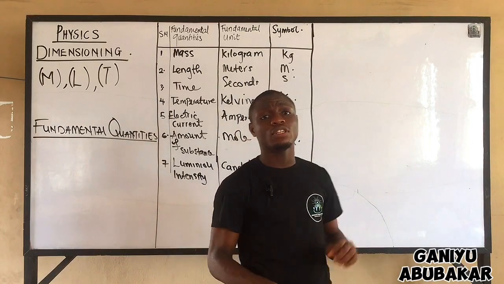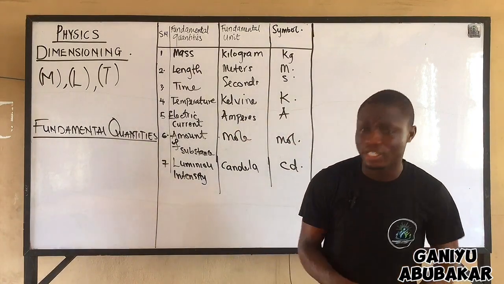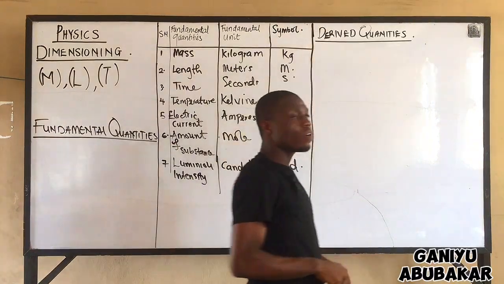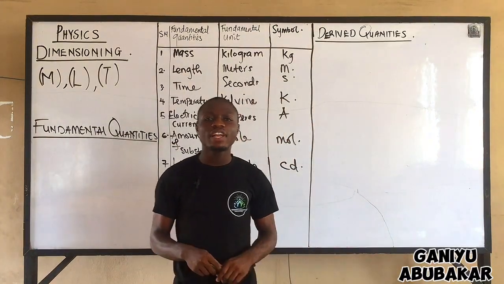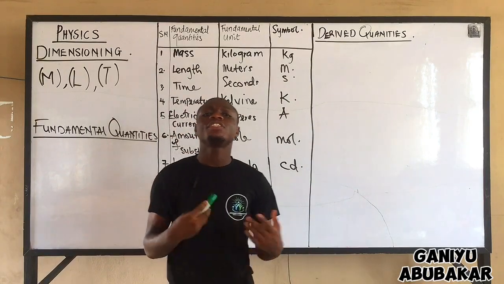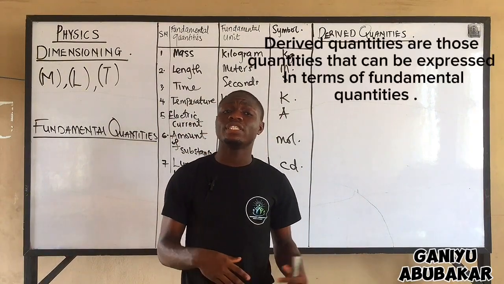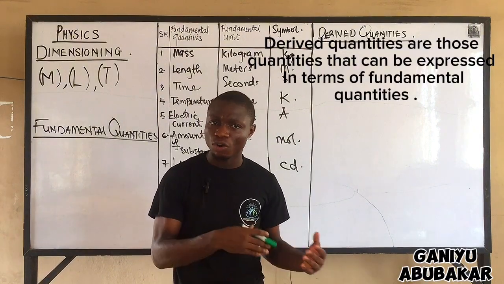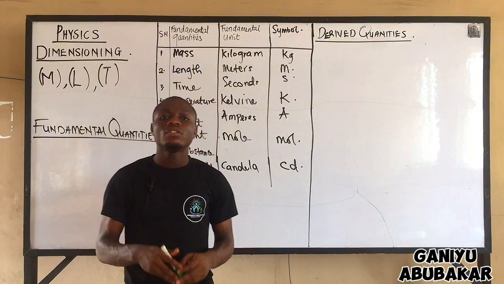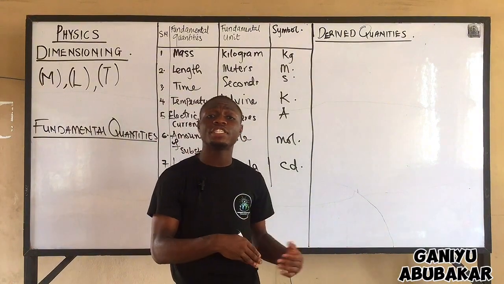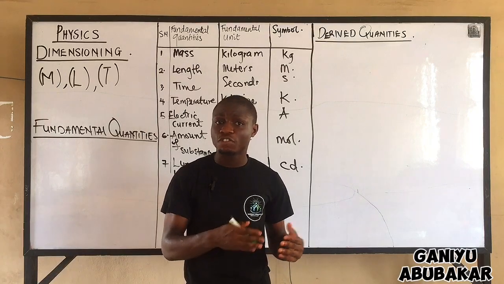Let's discuss one more thing called the derived quantity. Let's start with the derived quantities. What are derived quantities? Derived quantities are those quantities that can be expressed in terms of other quantities. It is important to know that the units of derived quantities are called the derived units.